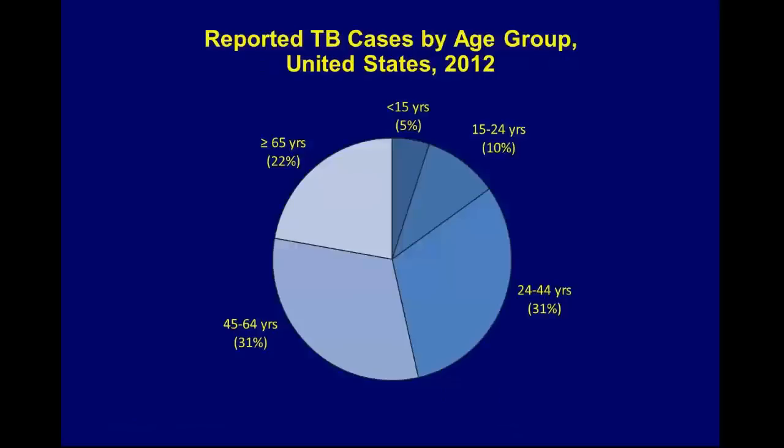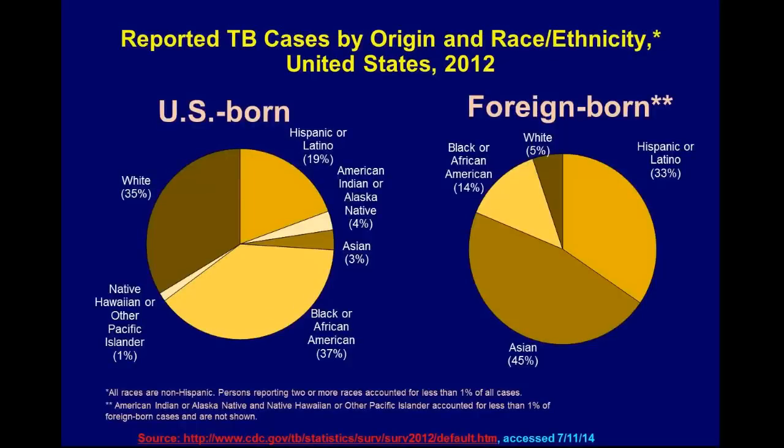So who gets TB? This is not a disease of the elderly, the frail, or the very young. The majority of the cases of TB happen in patients who are in the prime of their age. So as you can see, the ages between 24 and 45 comprise the majority of the patients who come down with tuberculosis.